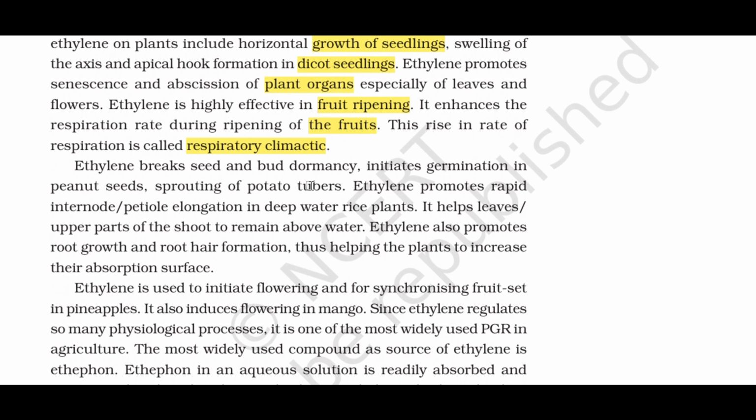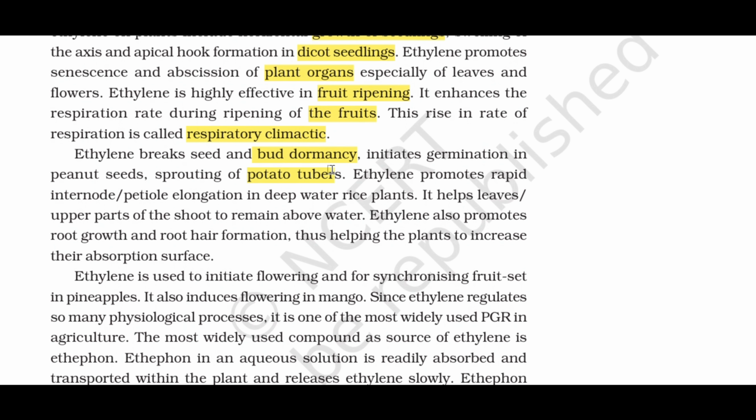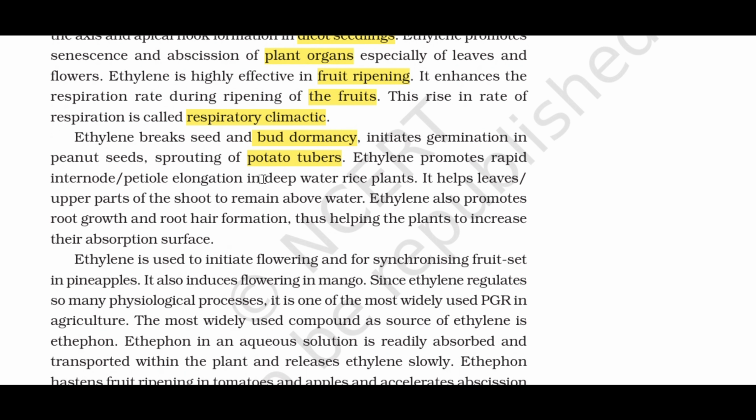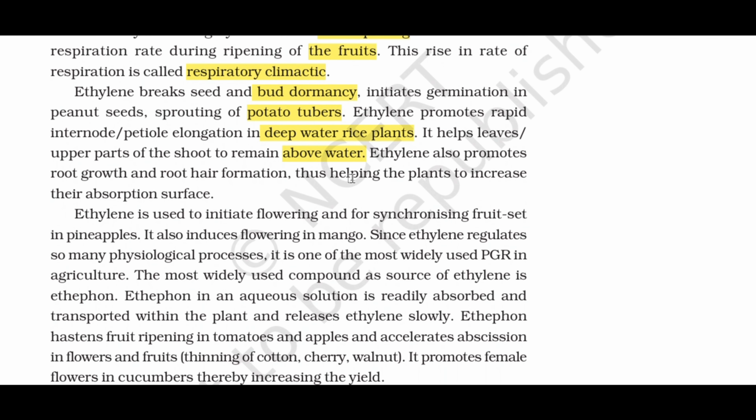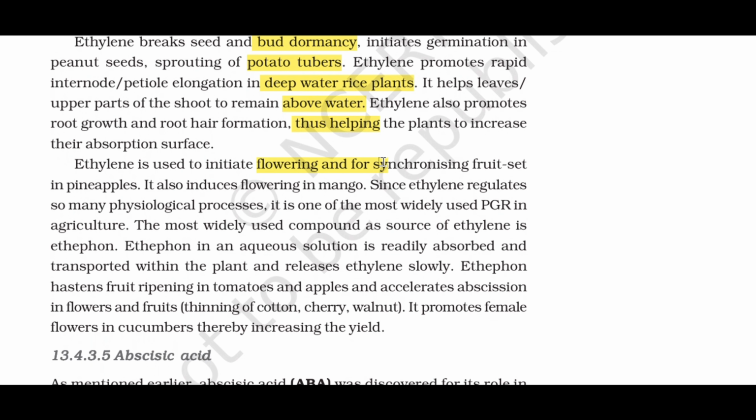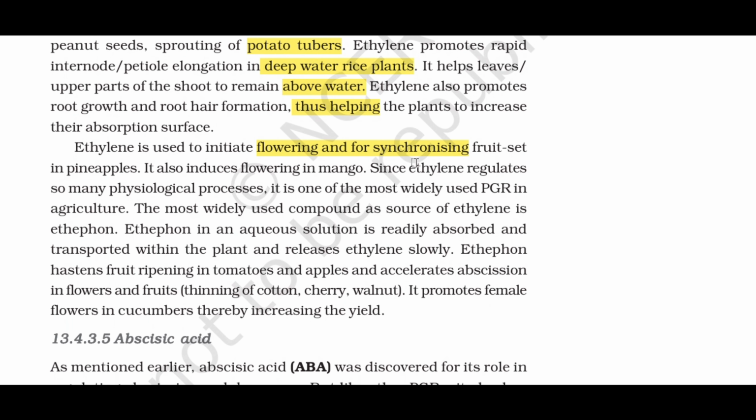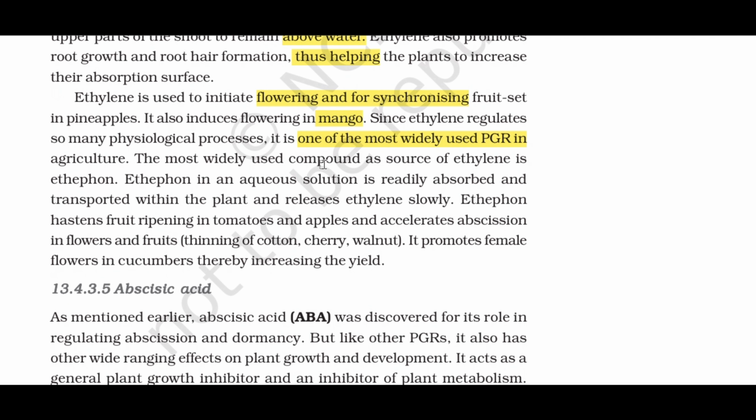Ethylene breaks seed and bud dormancy, initiates germination in peanut seeds, and sprouting of potato tubers. Ethylene promotes rapid internode and petiole elongation in deepwater rice plants. It helps leaves or upper parts of the shoot to remain above water. Ethylene also promotes root growth and root hair formation, thus helping the plants to increase their absorption surface. Ethylene is used to initiate flowering and for synchronizing fruit set in pineapples. It also induces flowering in mango. Since ethylene regulates so many physiological processes, it is one of the most widely used PGRs in agriculture.